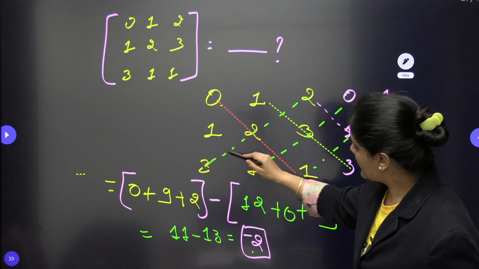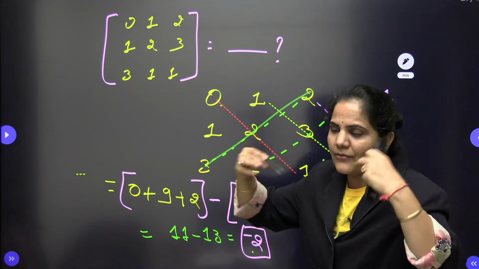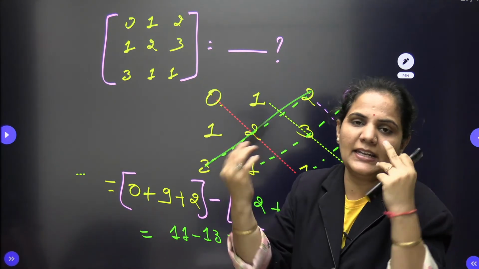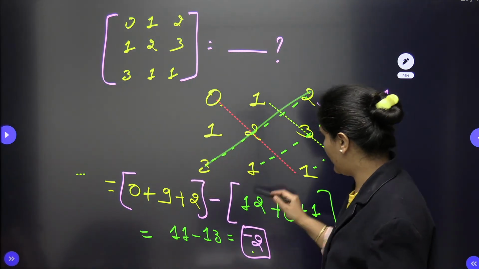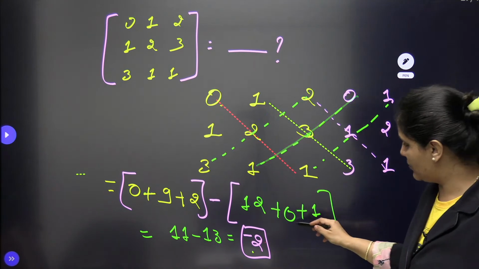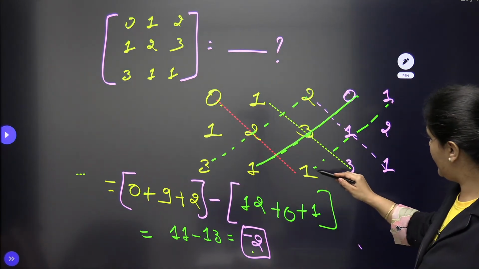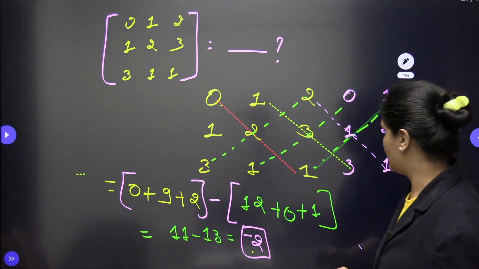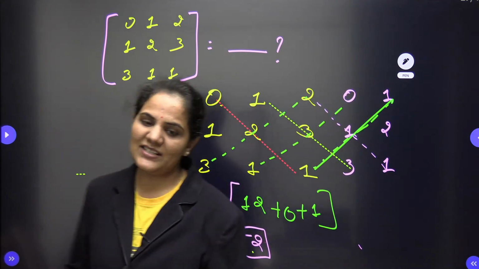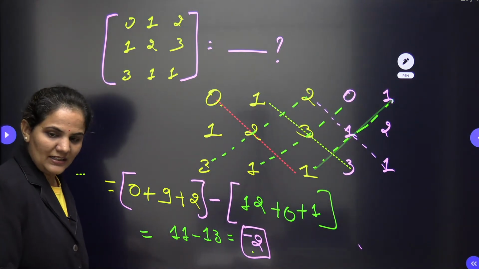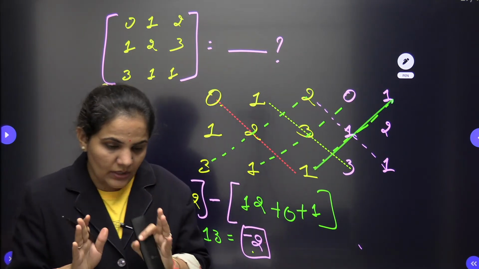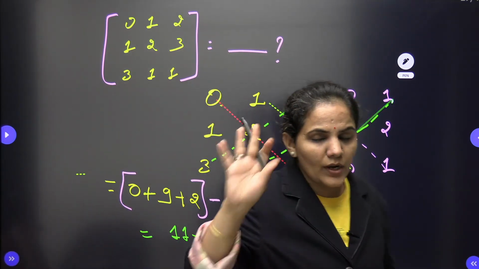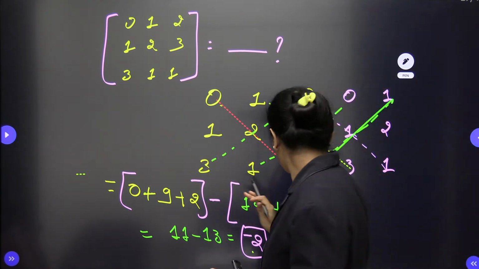So this will be 3 into 2 into 2. In the way I am drawing the line, I will multiply the numbers in my mind. This will be 12. Next is 1 into 3 into 0, that is 0. Next will be 1 into 1 into 1, that is 1. So now you can solve it very easily. 11 minus 13, the result is minus 2. As I told you, Ankit, this is only and only for a 3 cross 3 matrix.